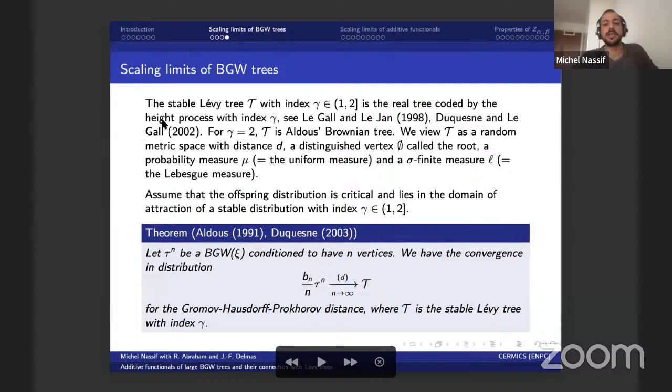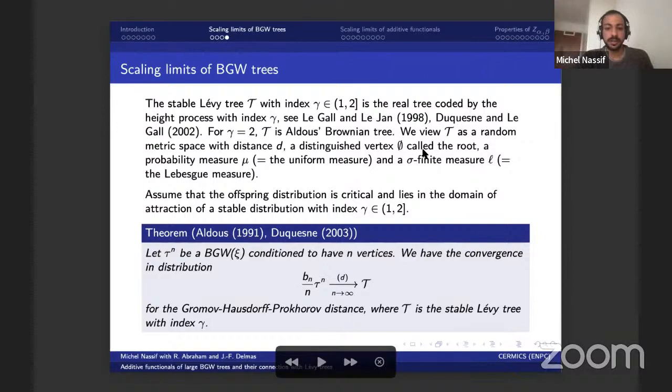I'm not going to get into the details, but it's a process you can construct starting from a Lévy process with no negative jumps. And it was introduced by Le Gall and Le Jan. So the height process is an excursion type function, and the tree you can code with it is what we call the stable Lévy tree.